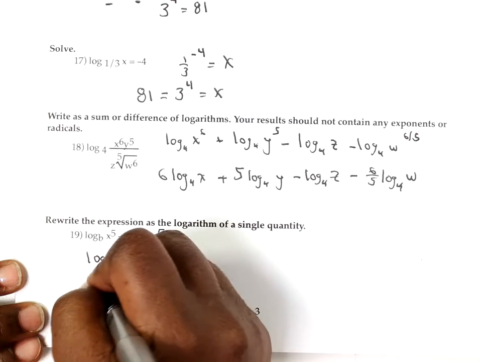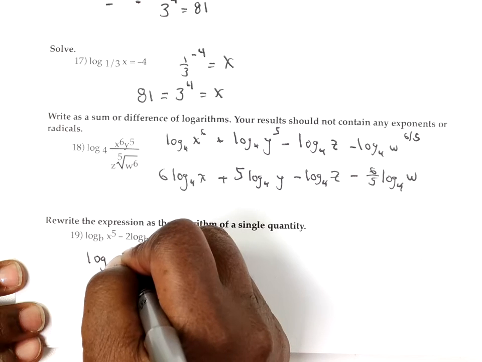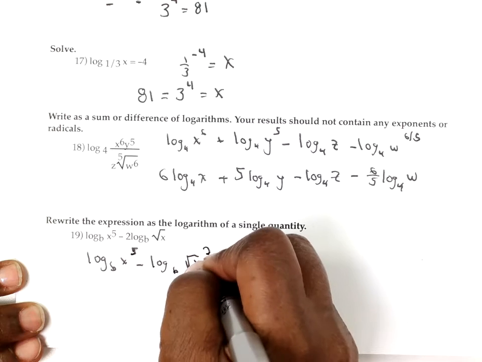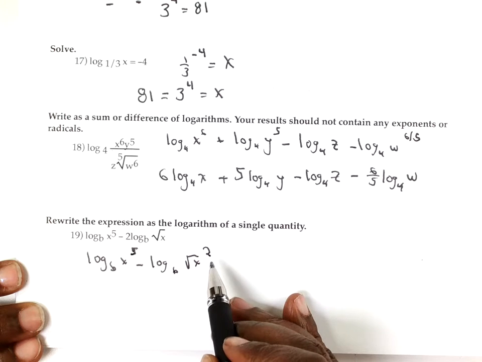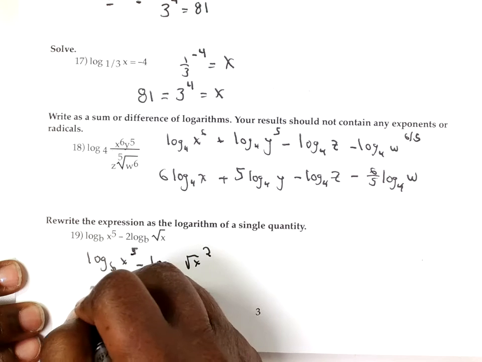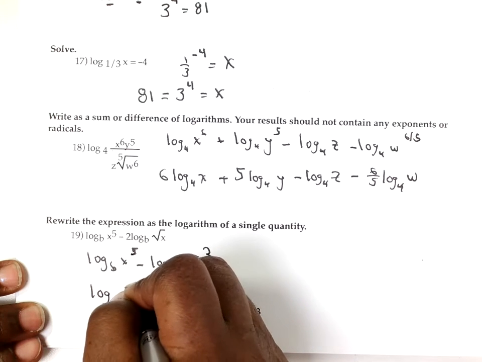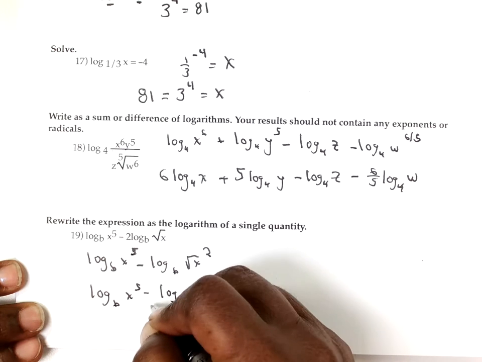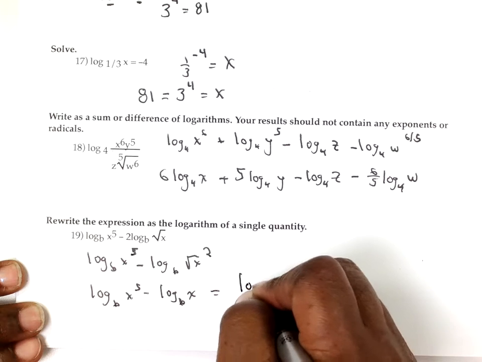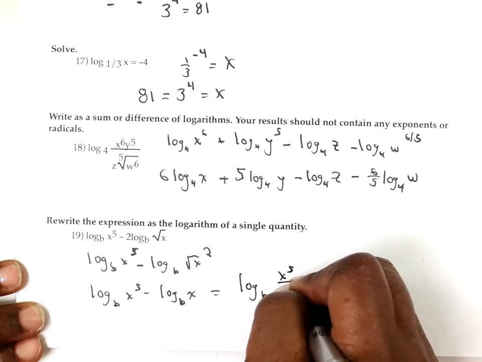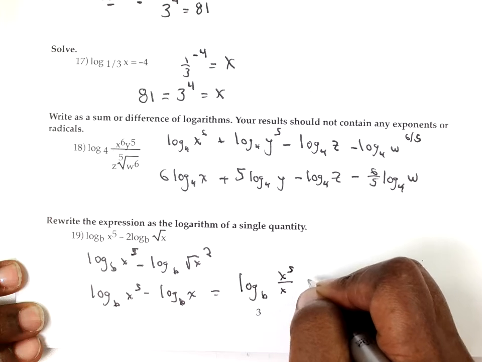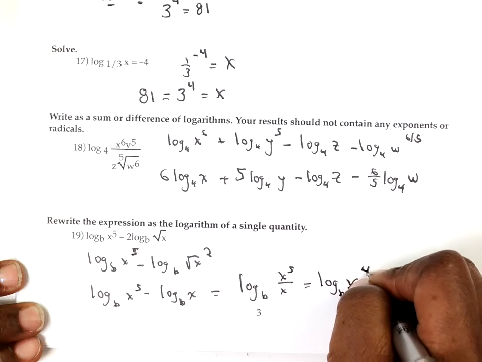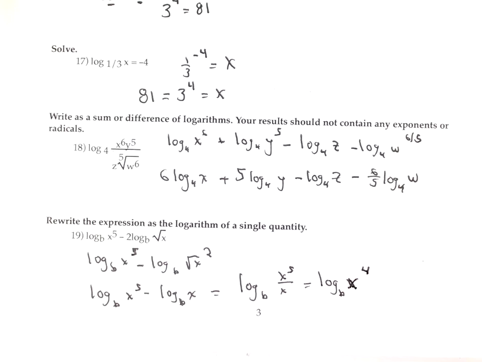So we got log base b of x to the 5th minus log base b of the square root of x squared. Well, square root of and the square term, they just cancel each other out. So this is just log base b of x to the 5th minus log base b of x. And then that division, we get log base b of x to the 5th over x, but that can be simplified. So my final answer is just log base b of x to the 4th.